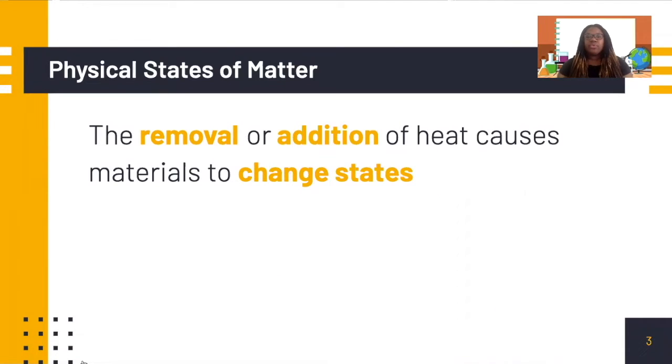So the removal and addition of heat causes materials to change states. Like if we have liquid water, when we add heat to it, it evaporates and turns into its gaseous state. But if we have liquid water and we remove heat from it and place it in the freezer, then it will become a solid and it will change to that state.